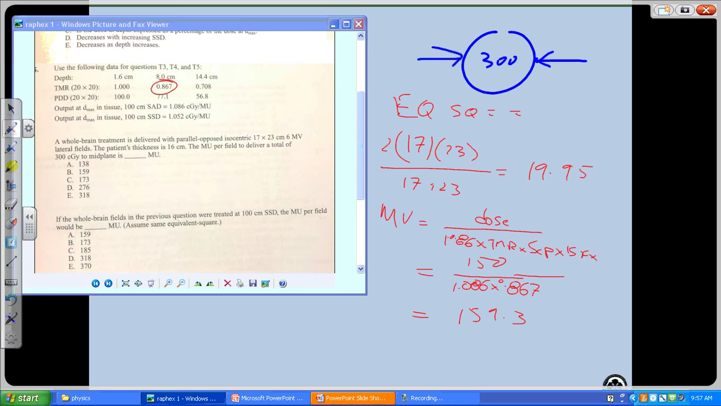Here we go. Question 10. Okay, question 10. The answer is B. Yeah, that's what we said. Wait a minute. Question 10, patient. Really? Wait, that's the wrong question. The whole brain treatment is delivered. What number? It wasn't at the top, right? It was the third question? Yeah, T3. Right here. Okay, T3. Oh, I had two books. T3 is B, yes. 159. Okay, next.